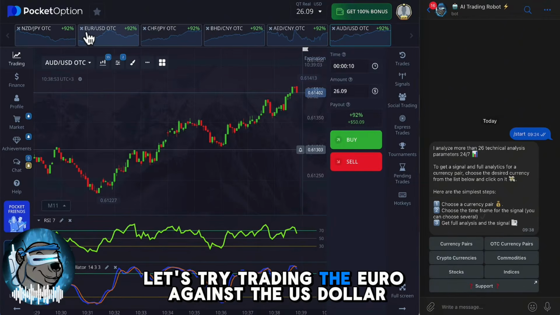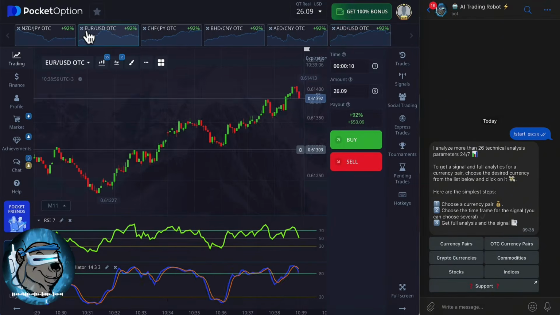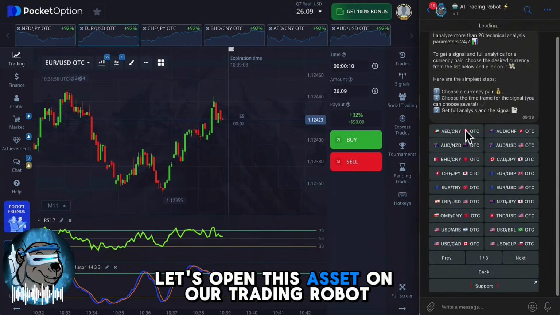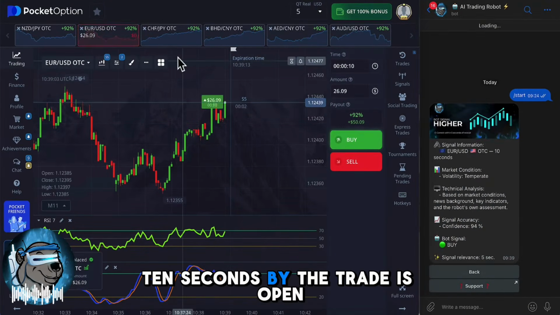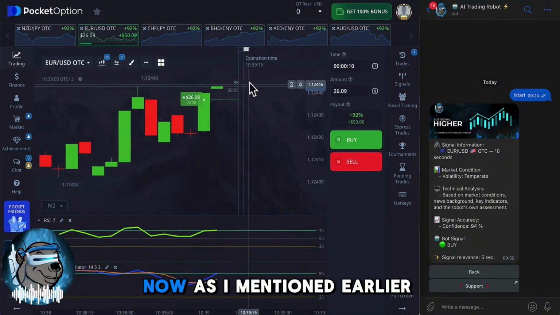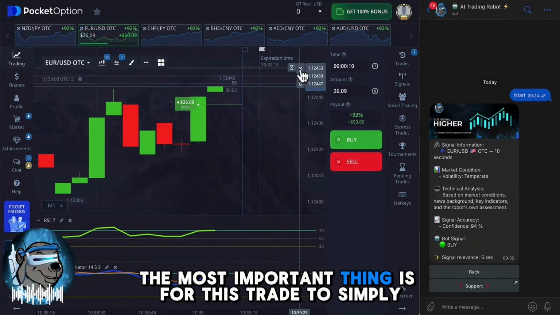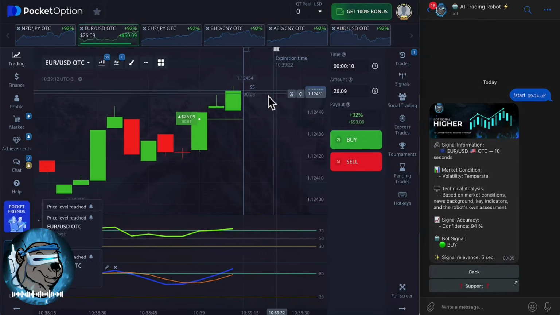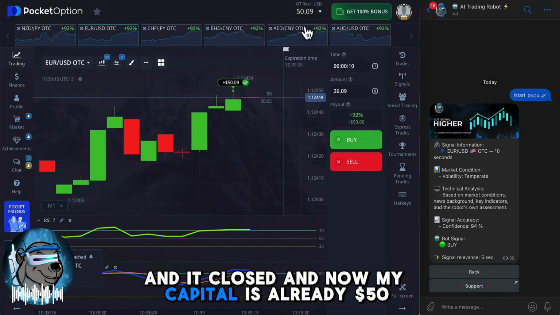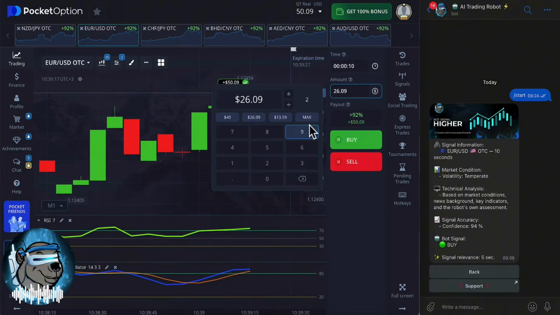Let's try trading the euro against the US dollar. Let's open this asset on our trading robot. 10 seconds, buy. The trade is open. Now as I mentioned earlier, the most important thing is for this trade to simply close above the entry point. That's it. And it closed and now my capital is already $50.